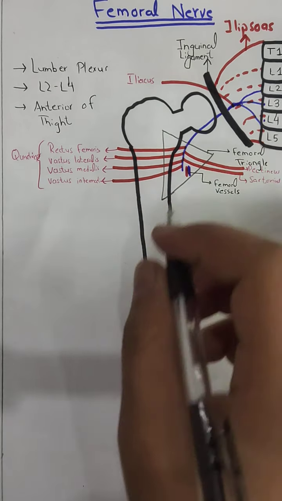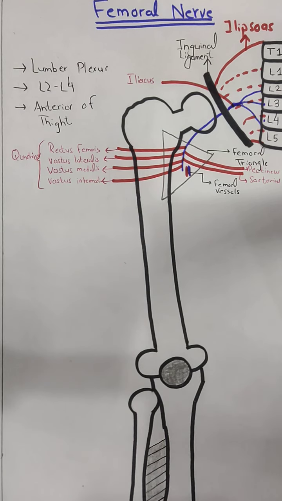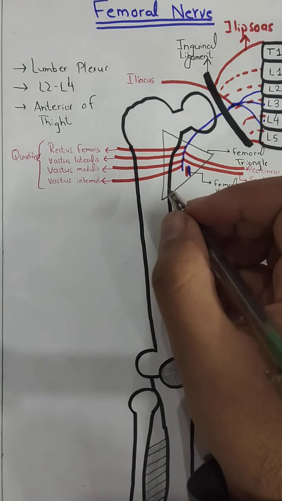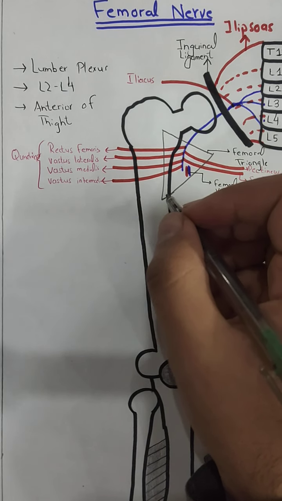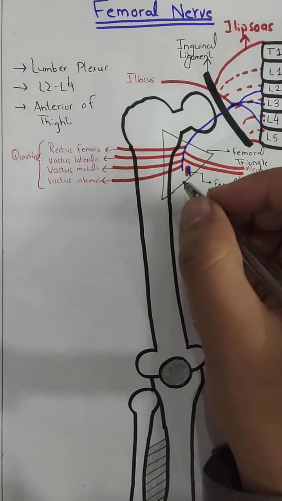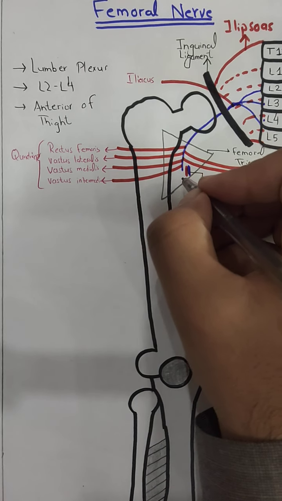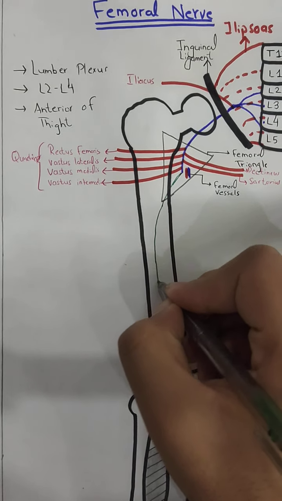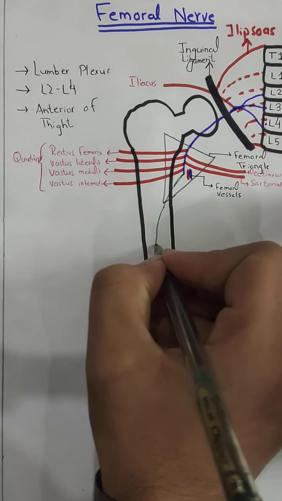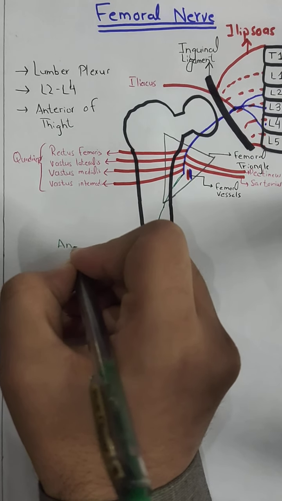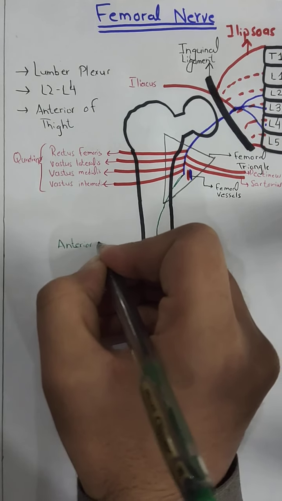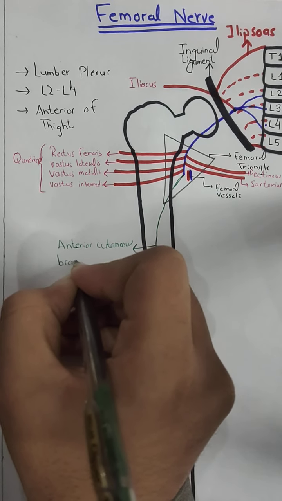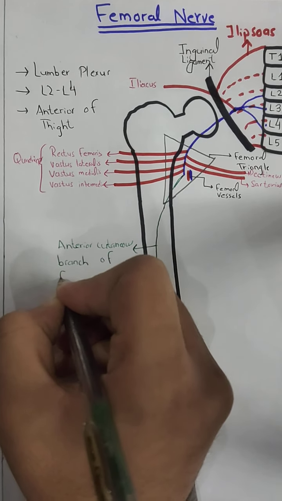So here we have seen the muscular branches of the femoral nerve. Now we will see the cutaneous branches. There are two main cutaneous branches of the femoral nerve. The first is the anterior cutaneous branch of the femoral nerve, which will give the cutaneous innervation to the anterior of the thigh. So this will be the anterior cutaneous branch of the femoral nerve.